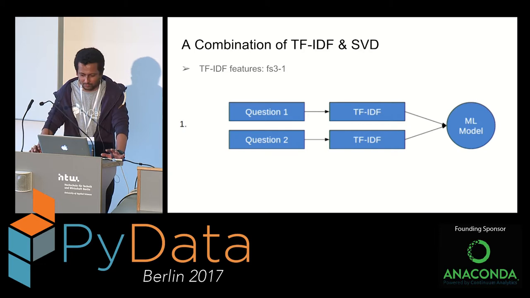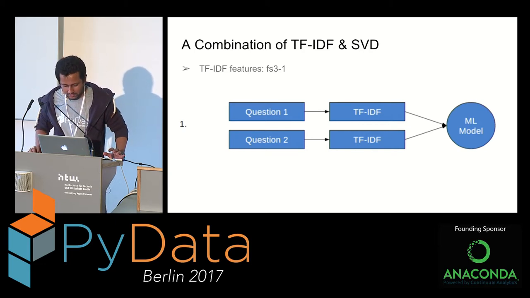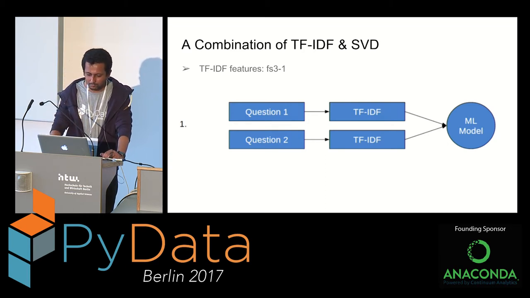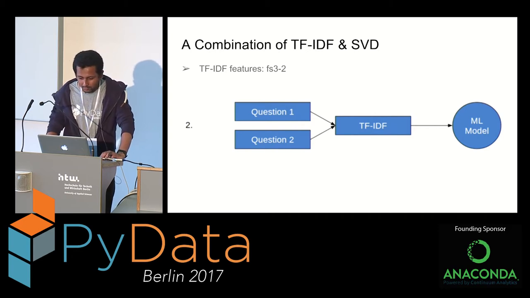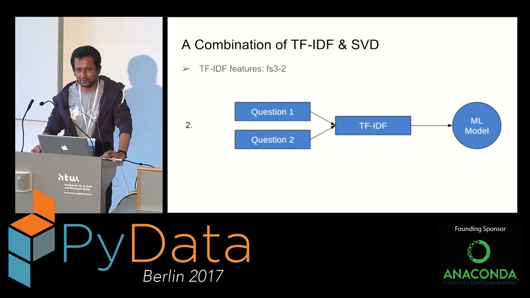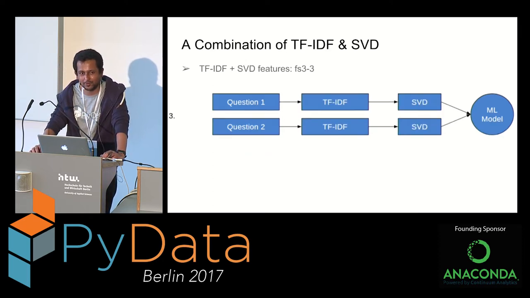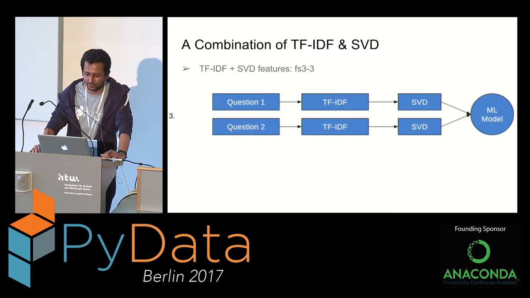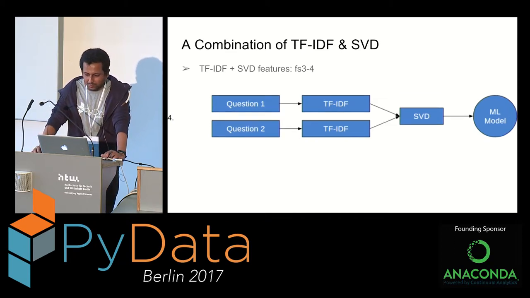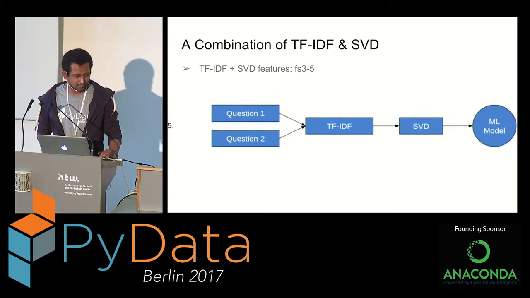The first one is something like this. You have the two questions, two separate TF-IDF models, and then you have a machine learning model on top of it. The second one is combining the questions first, just concatenating the strings, then TF-IDF, then the machine learning model. The third one is similar to the first one, TF-IDF, then SVD. I mean, there's no rocket science here. The fourth one is combining the TF-IDF vectors first, then SVD. And the fifth one, combining questions first, then TF-IDF and SVD. But don't try this if you don't have a lot of memory in your computer.